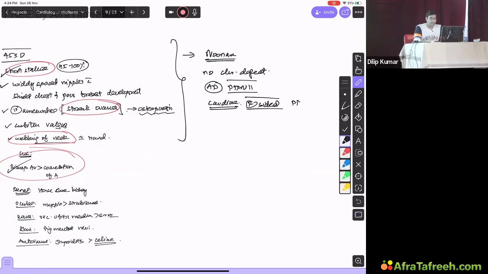Most common abnormality will be primary pulmonic stenosis. Turner's, it is left-sided, right? Whereas in Noonan syndrome, it will be right-sided involvement. Most common cardiac abnormality in Noonan syndrome will be primary pulmonic stenosis. Sometimes you can have hypertrophic cardiomyopathy also. Rarely, but this is the most common, primary pulmonic stenosis.